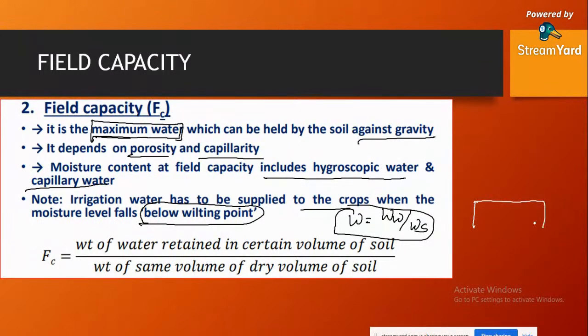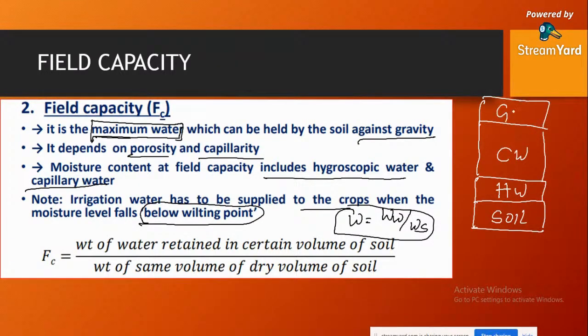Let me draw again. This is my soil sample, dry soil. Above that soil, this is hygroscopic water, above this is capillary water, and above this is gravitational water. The lower limit of the capillary water is called permanent wilting point, the upper limit of the capillary water is called field capacity, and this is called saturation capacity.